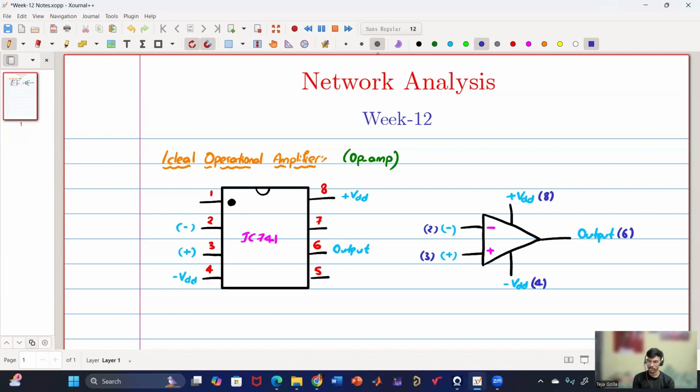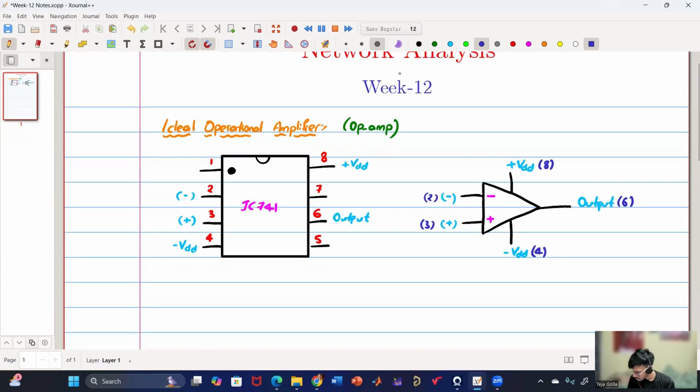And op-amp is an active device. Active device means it needs an external power supply to work. The external supply here is the plus VDD and minus VDD. If you don't give plus VDD and minus VDD and just give input, you will not get any output. That's why it is called an active device, which means it needs an external supply.